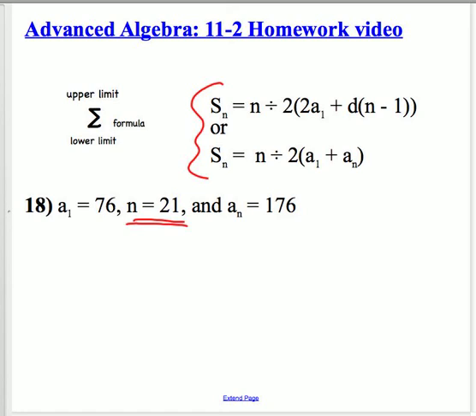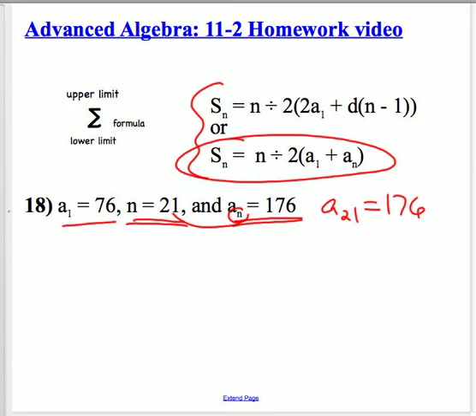In the case of number 18, I know the first term, I know that there's 21 numbers total that I'm adding together, and I know the last term is supposed to be 176. So when it says a sub n is 176, I have a number for n. This is really saying a sub 21 is 176. So based on this, I'm going to use that second formula. I'm going to find the sum of the first 21 numbers in this series.